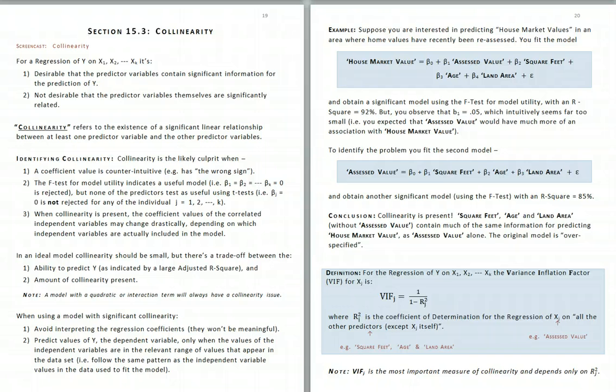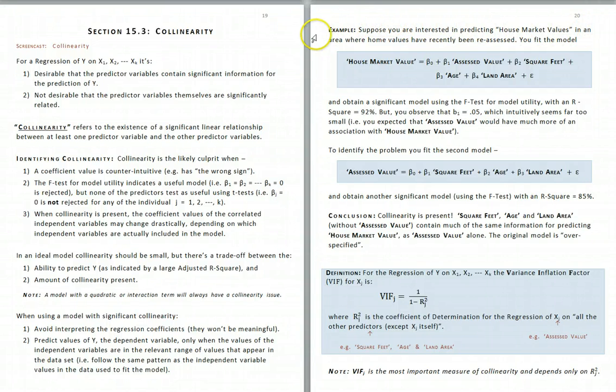When using a model with significant collinearity, do not attempt to assign specific meaning to the model coefficients. Only predict with x values that follow the same pattern as the x values in the data set used to fit the model.